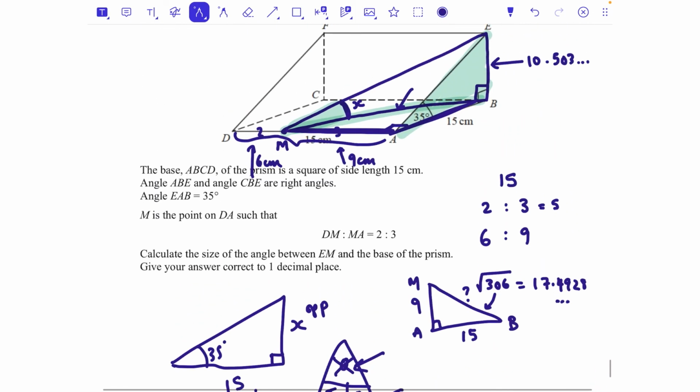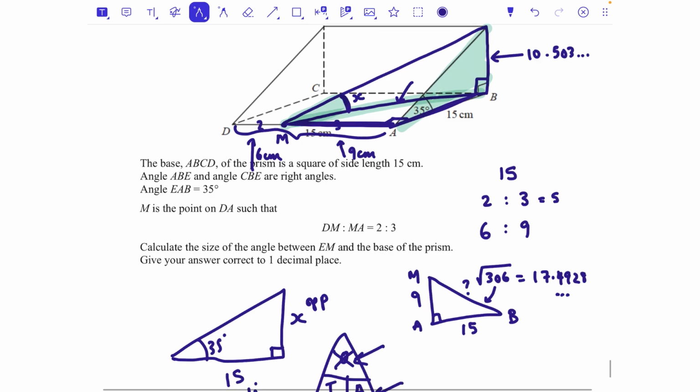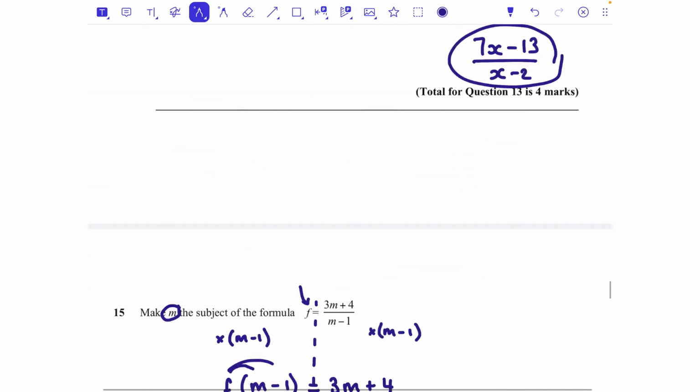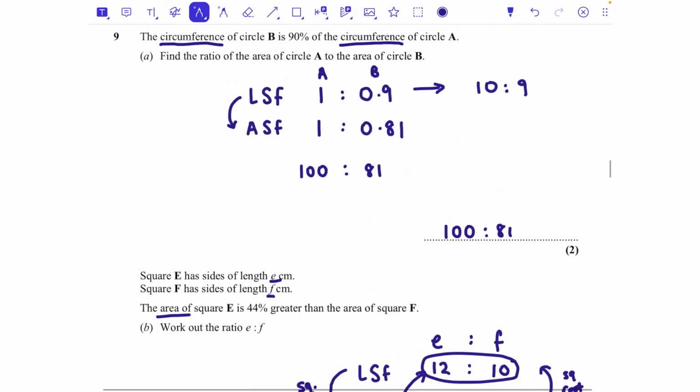That is 3D SOHCAHTOA and 3D Pythagoras, so quite a tricky one, but I don't think it was the hardest one on the paper. I do think that question 9, I think that was because of how early it was, was probably one of the more tricky ones.